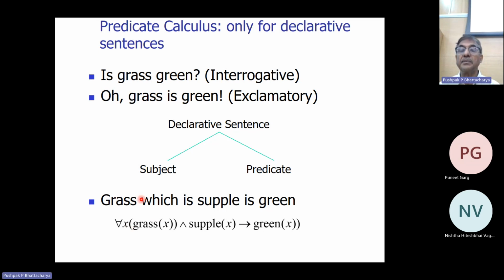Now you can have a complicated predicate calculus formula depending on how complex the original sentence is. So suppose you have a sentence, grass which is supple is green. Okay, not all grass is green. Grass which is supple is green. So this is converted to this predicate calculus formula: for all x, grass x and supple x implies green x. Okay, after looking at the structure of the sentence, it becomes quite clear what the predicate should be.